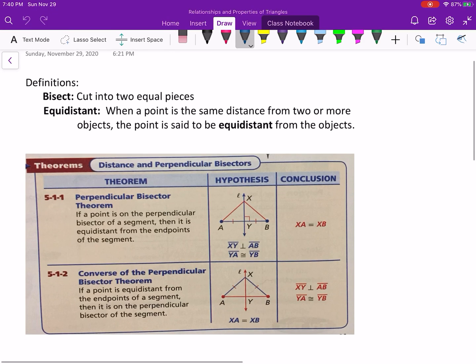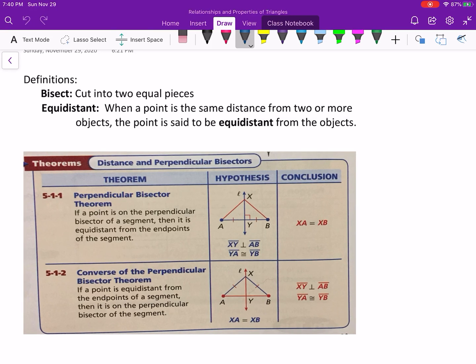Another word that I'll use is the word equidistant. Part of that word is equi, E-Q-U-I, which means equal. Distant, obviously, is the distance. So when something is equidistant, or a point is equidistant from two things, it means it is the same distance. The sentence that I have there is, when a point is the same distance from two or more objects, the point is said to be equidistant from those objects. So that's a word that I'm going to use, and it's going to be used in the theorem.